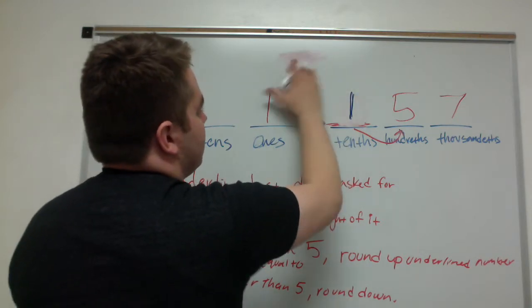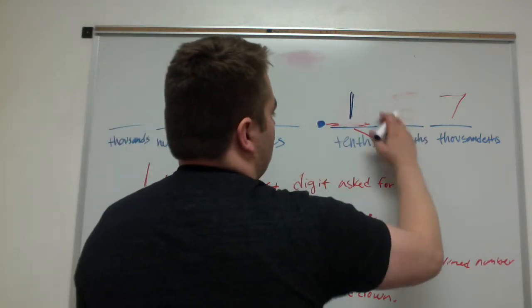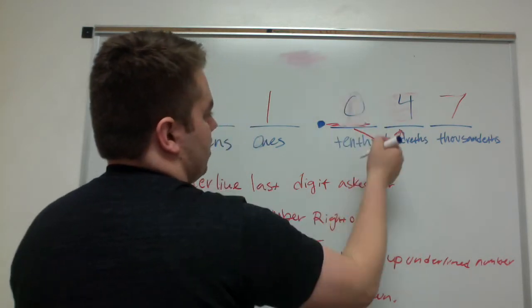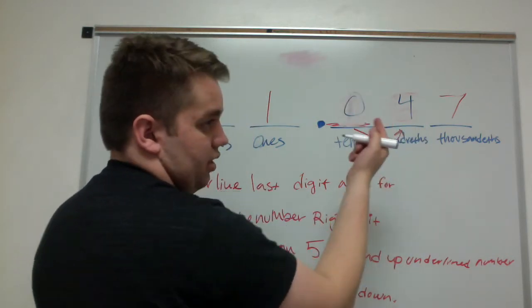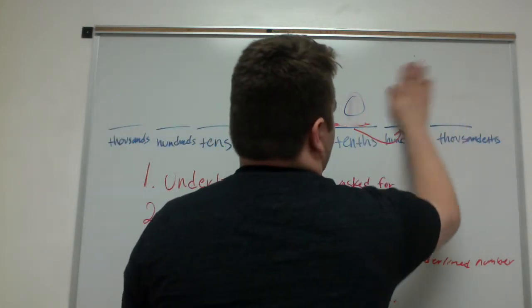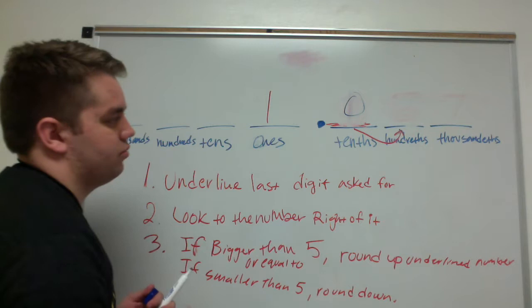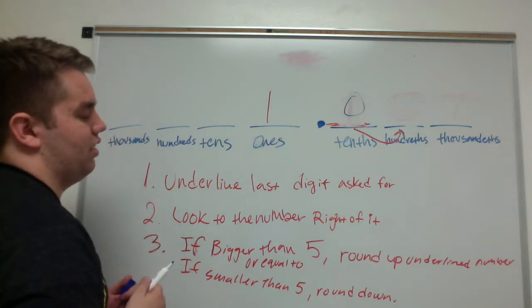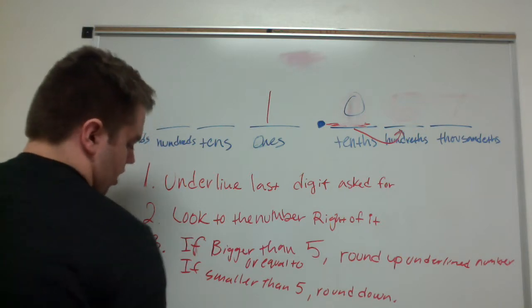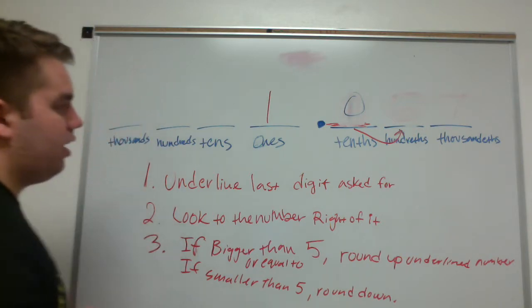Let's say it was something like 4, and this was originally 0. We'd say, oh, it's less than 5, and so we just erase that and get rid of it, and you'll be done. So that's rounding for you. If it says round to one place, then you're just going to look to the next place and do it. The more practice you have, the better you're going to get at it.